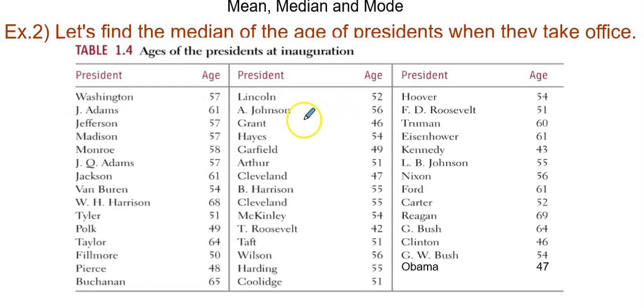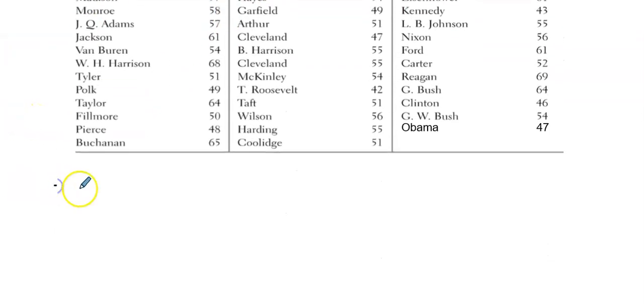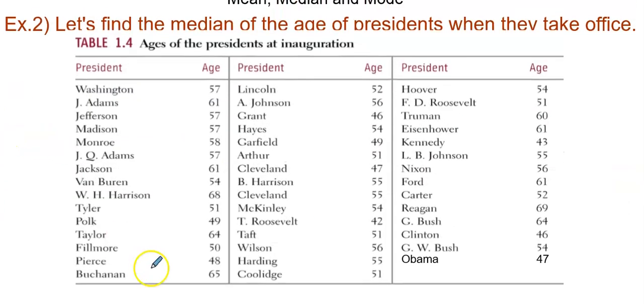Now, we're not going to do this, but again, this would be time consuming, but you would write all the ages in order. There'd be some repeats. You'd write them all in order, and then you'd work your way to the middle to find the median age. Same concept, just more numbers.